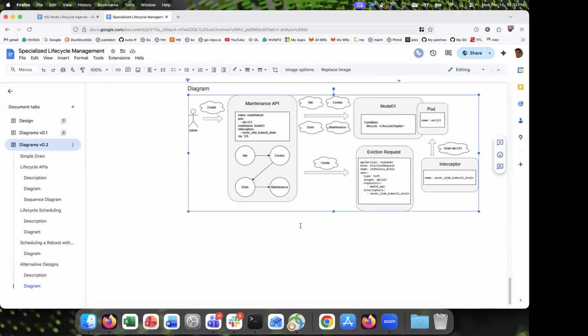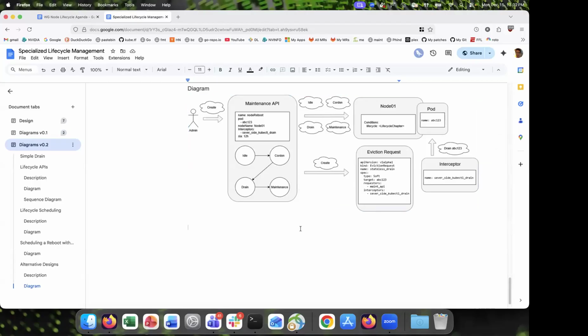But this is how it would look: some sort of centralized API for maintenance. I still think you have to post those states on the node. I don't know a way around that. And then it does the coordination, where we're using the interceptors, creating an eviction request, and then it does the drain.